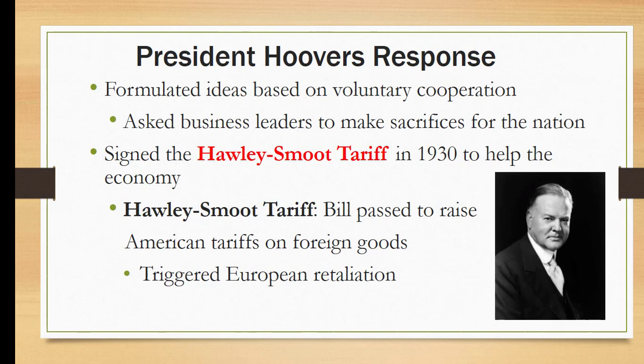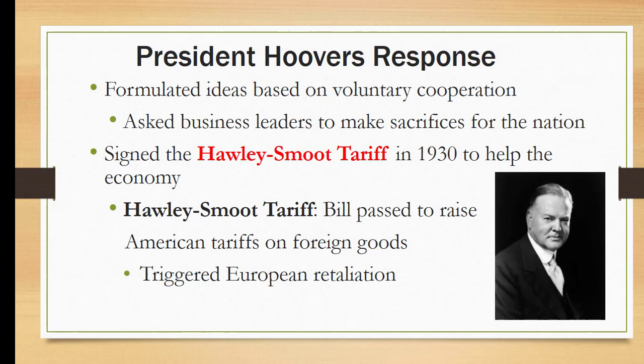As far as international finance is concerned, Hoover is going to sign something called the Hawley-Smoot tariff in 1930. And this is a classical kind of concept for what you do during an economic downturn. You protect your domestic industries by passing a tariff on competitors that are being imported into the country. This is going to trigger European retaliation. The United States is not the only country that's dealing with the Great Depression. This is a global economic downturn.